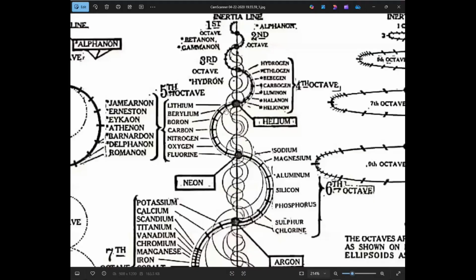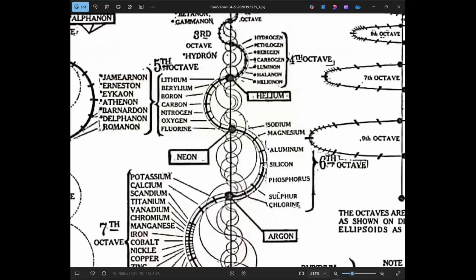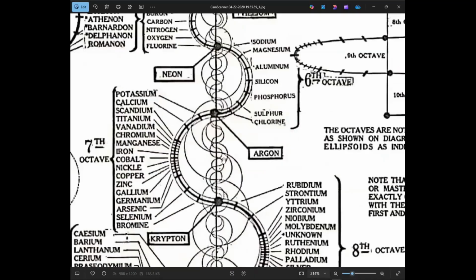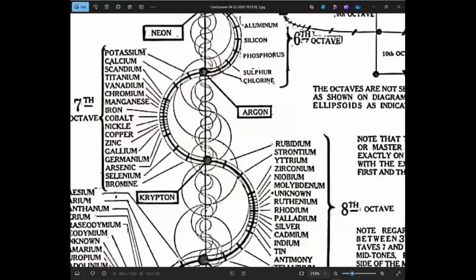Lithium would be 501, and that should be the keynote for the 5th octave. And then 601 would be sodium right here. Boom. That should be the keynote for just this 6th octave here. And finally, it keeps going up, potassium 701 right here would be the keynote for this octave. Rubidium would be 801, the keynote for this octave. And so on.